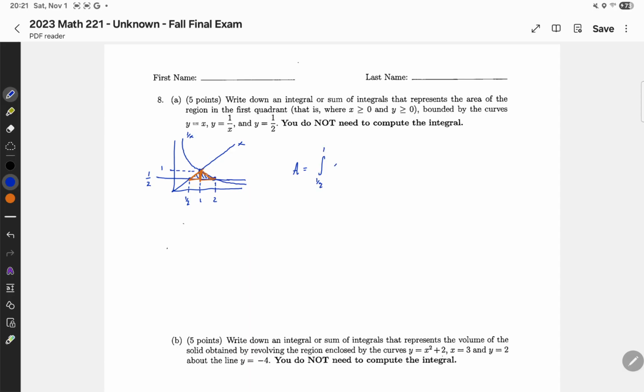So the total area is going to be equal to the integral, first from 1/2 to 1, of the top is going to be x, the bottom is 1/2, dx. And then we're going to add to that the integral from 1 to 2 of the top bit, which is 1 over x, the bottom bit is 1/2, and dx. We don't need to compute the integrals, so that's going to be our full answer, just like that.